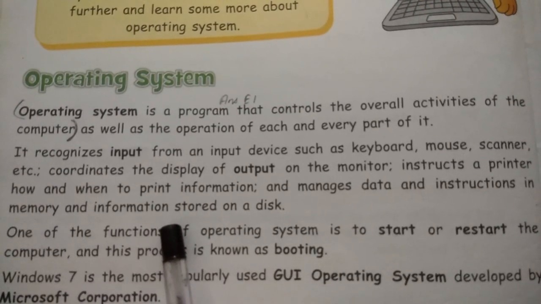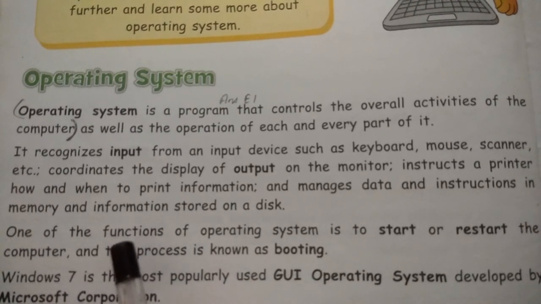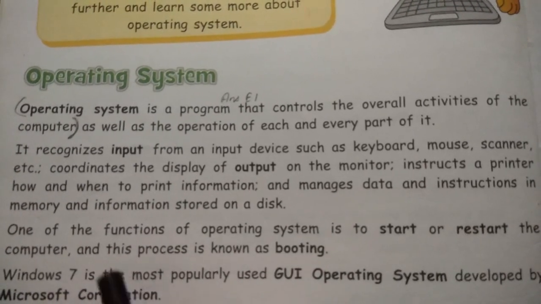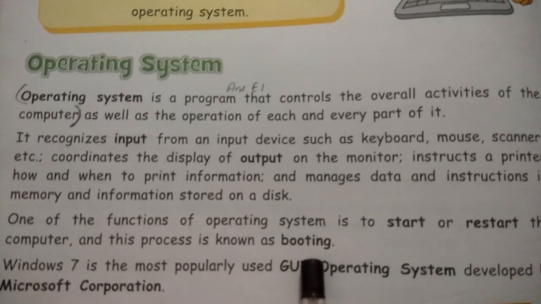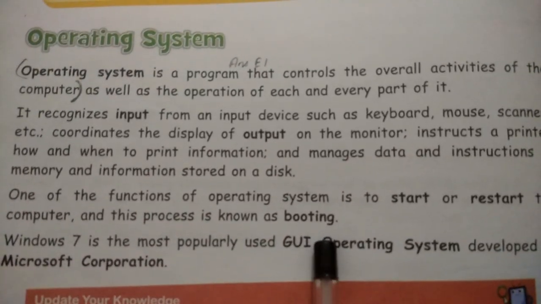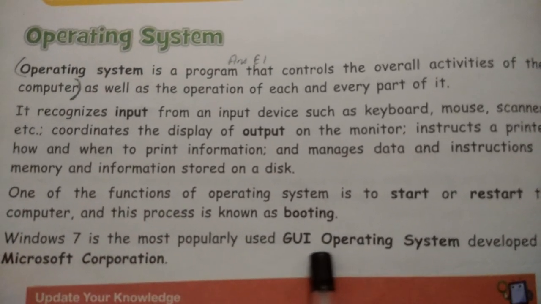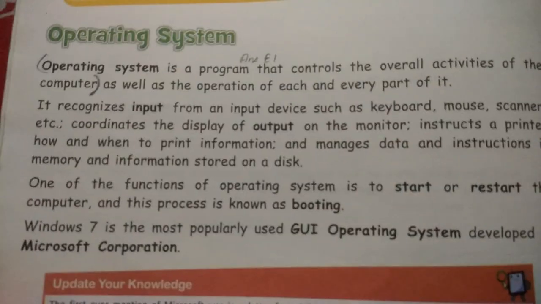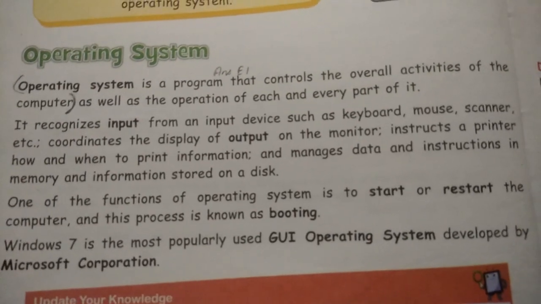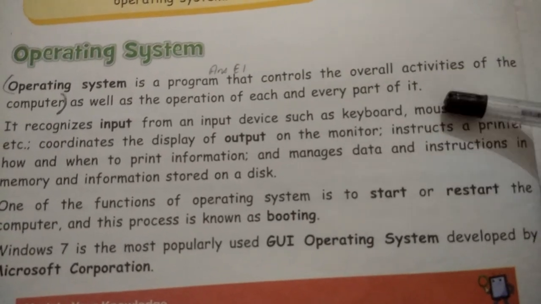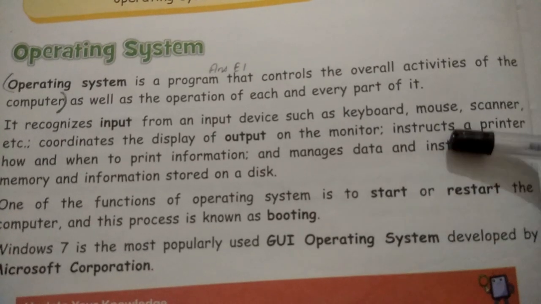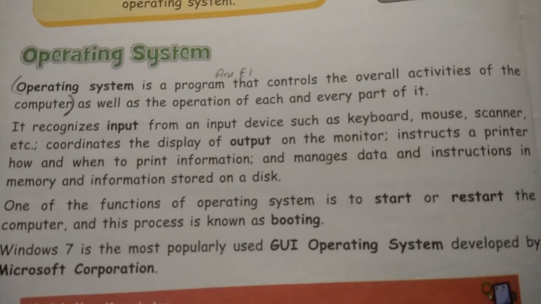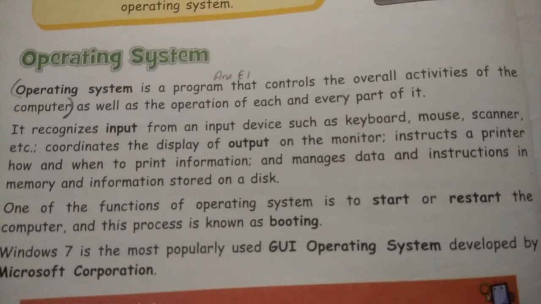And one of the functions of the operating system, that is start and restart the computer, we call it booting, is also managed by operating system. And Windows 7 is the most popularly used GUI operating system developed by Microsoft Corporation. So generally we can say that the operating system manages each and every action, function, activity of the computer. And all the devices are also managed by operating system.